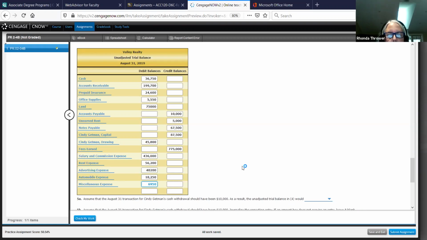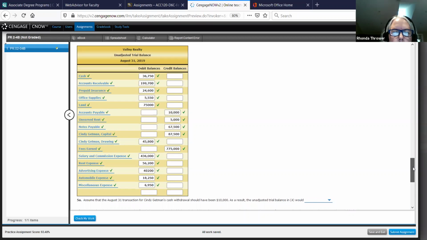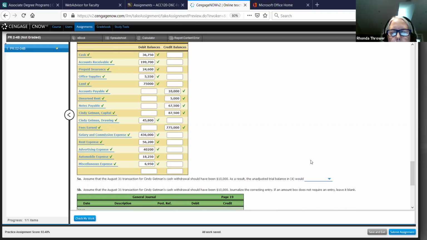Now, once we're through copying our ending balances into the unadjusted trial balance, it's always a good idea to check your work. Sorry about that, class. I got a bunch of stuff on my screen that needs to be moved. We'll make sure that everything on the unadjusted trial balance is correct, and it is. So I'm going to pull out my calculator now that's on Cengage.